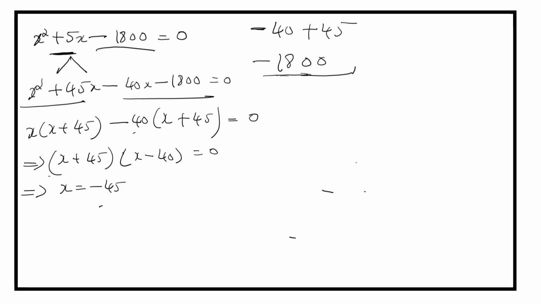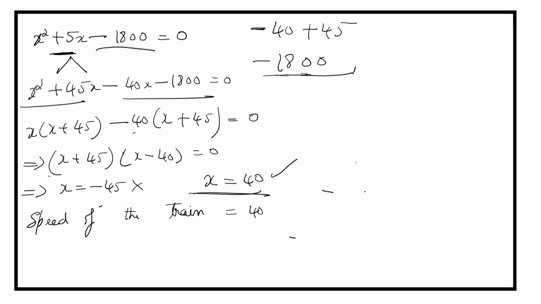We cannot have this value. Why? Speed cannot have negative value. If it is velocity, it can. It is speed. Okay. Or x is equal to 40. So speed of the train is equal to 40 kilometers per hour.